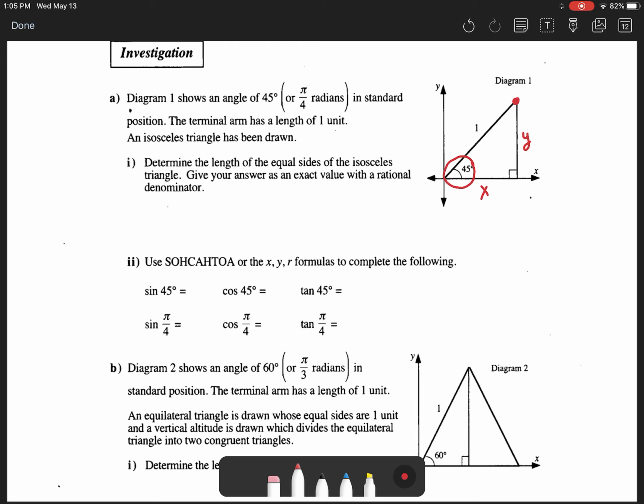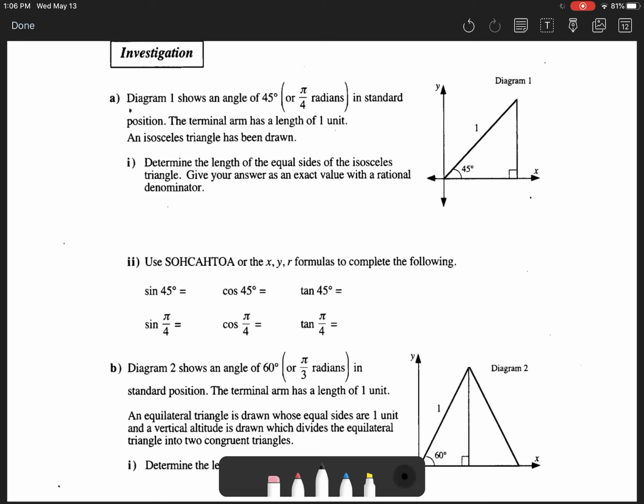It says the terminal arm has a length of 1 unit. So you can see they're calling this the terminal arm of the rotation angle. So pretend this is the terminal arm that's gone like this, and it has a length of 1 unit. Now on a unit circle, which is what we're building, that hypotenuse of that triangle or that terminal arm will always be 1 unit. And it says an isosceles triangle has been drawn. Now, do you guys remember what an isosceles triangle is? Well, an isosceles triangle has 2 sides and 2 angles that are the same.